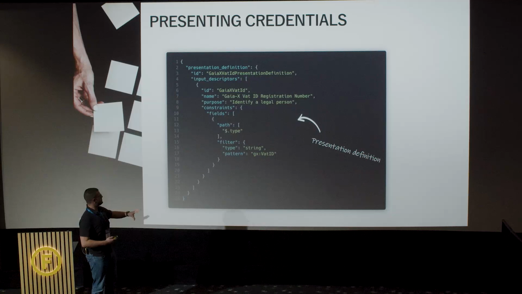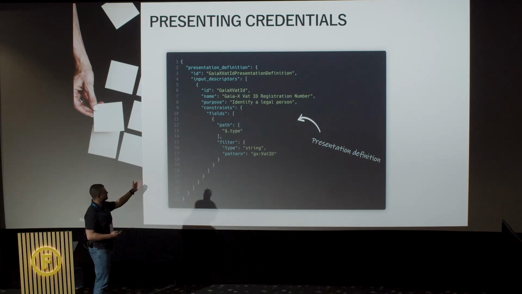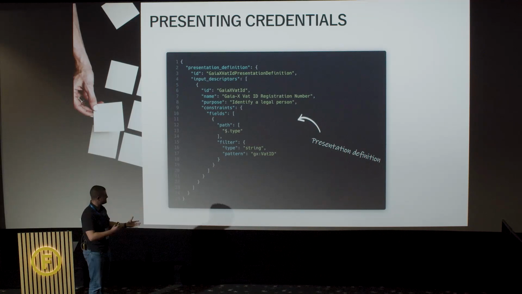So if we want to do an analogy, this is the query language for verifiable credentials. So you can, for example, have there it's type string, so we say that we want a type that is a VAT ID.